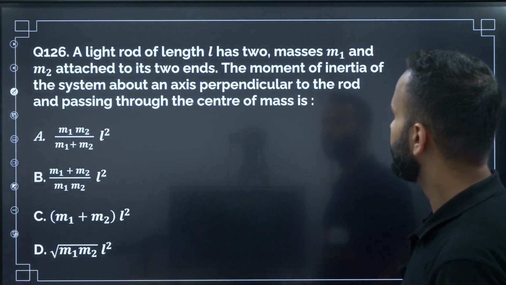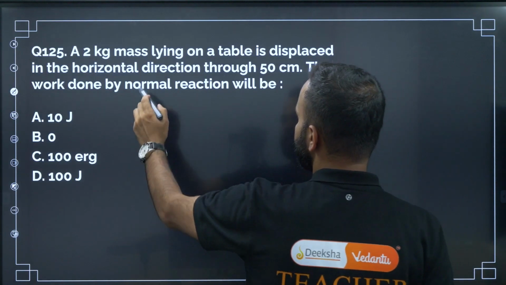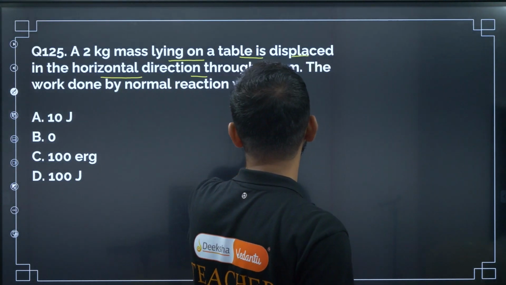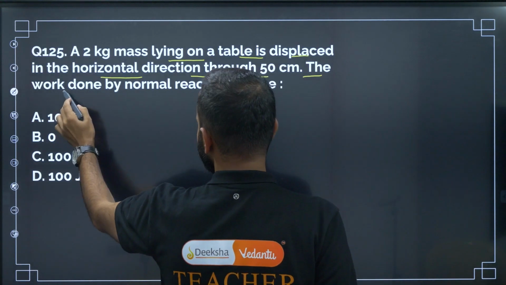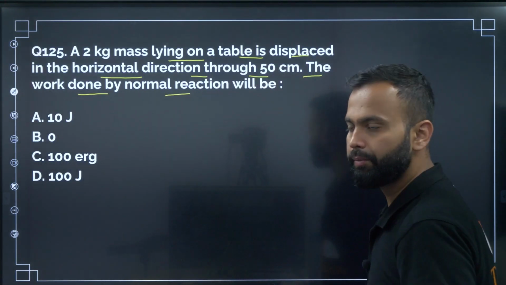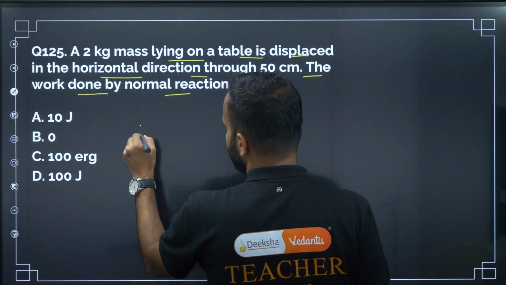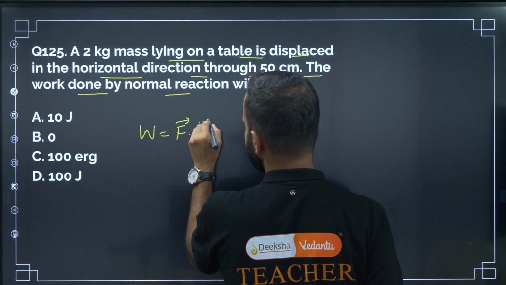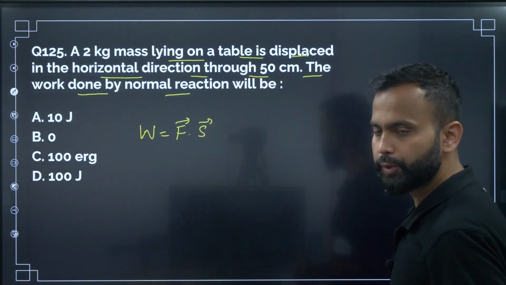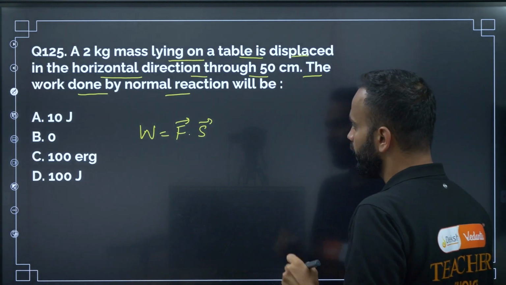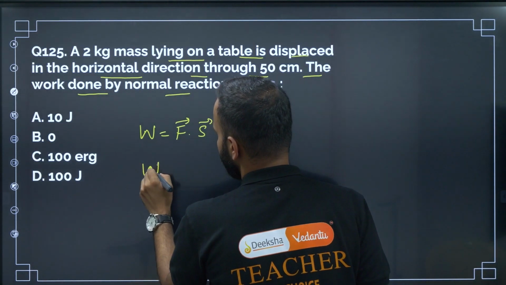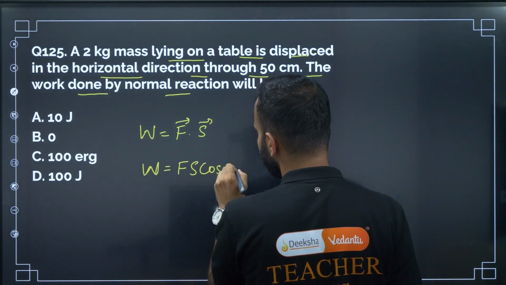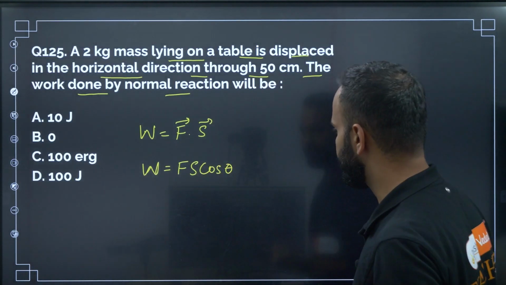Next question, question number 125. A 2 kg mass lying on a table is displaced in the horizontal direction through 50 centimeter. The work done by the normal reaction will be? Here work done is equal to F dot S, where F is the force vector and S is the displacement vector. In scalar form, work done is equal to F S cos theta. Theta is the angle between F and S.